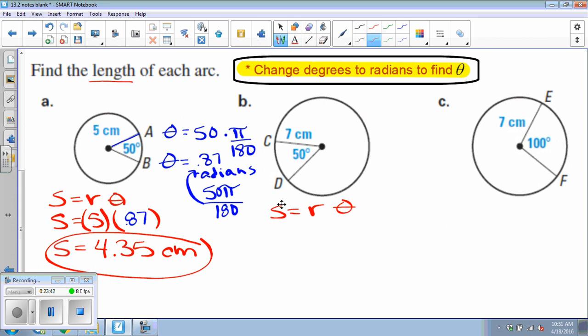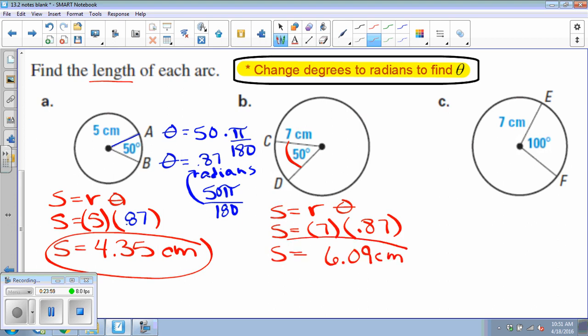S equals R times theta. So S equals 7 times theta, where we found 50 degrees. We changed that to radians already over here. That's 0.87. So S equals 6.09 centimeters. Any questions on that?